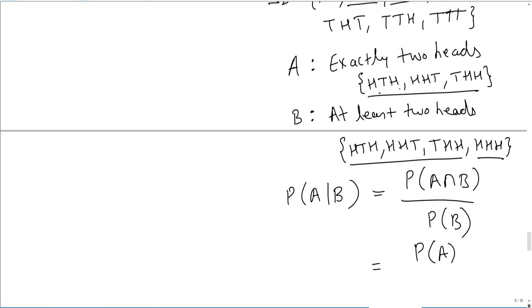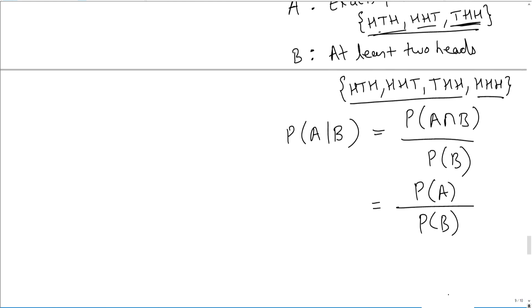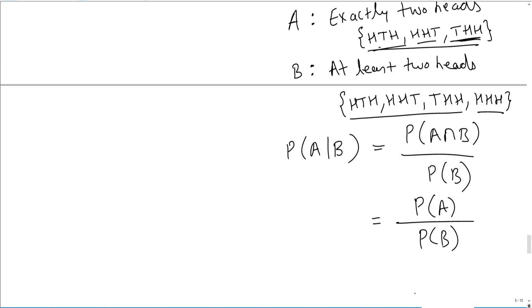Basically just the probability of this thing, right. This is the common element between A and B. And if you divide it by the probability of B, then you will get the probability of A given B. Okay. Now, in order to calculate this, you will need to know what is the probability of A, what is the probability of B. How do we calculate that?